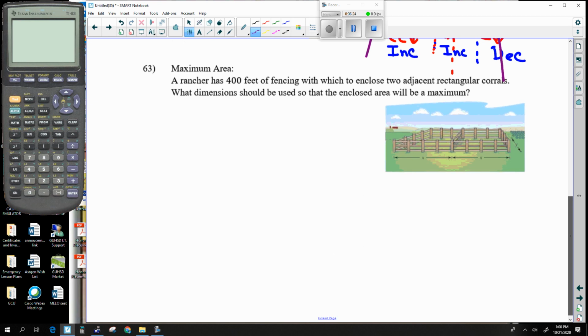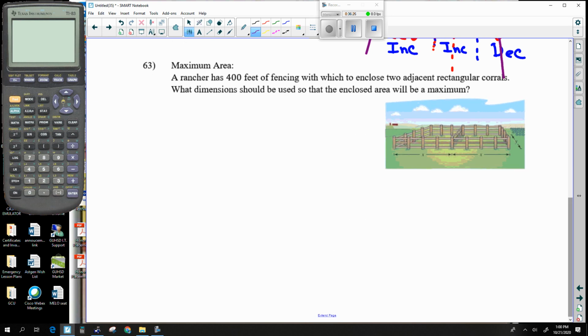Oh, great googly moogly. All right, optimization. A rancher has 400 feet of fencing which is to enclose 2 adjacent rectangular corrals. What dimensions should be used so that the enclosed area will be maximum? So, drawing an overhead view of this is what's going to occur.